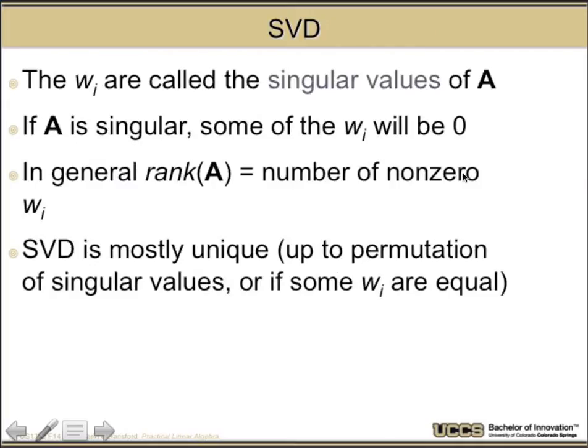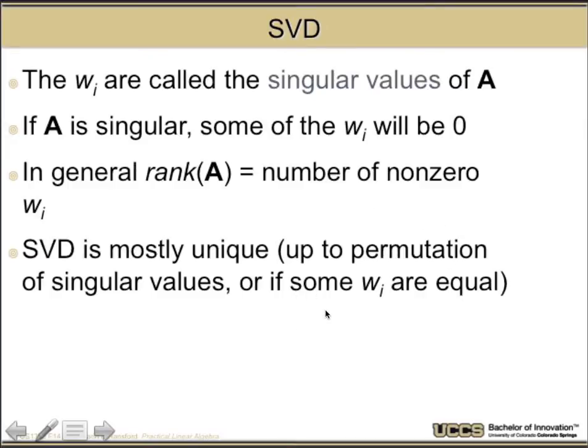So the WI are the singular values of A. A is singular if some of the WIs along the diagonal are 0. In general, the rank of A will be the number of non-zero WIs. So if the matrix is non-square, that's especially important.